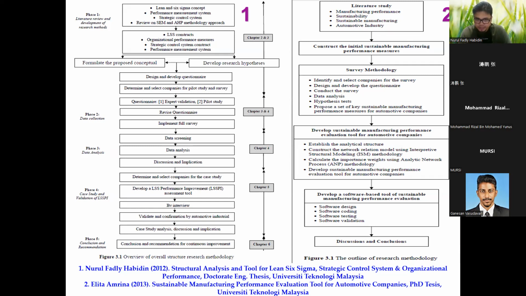After I'm done with phase 1, I can formulate the proposed conceptual framework, and I can also develop my research hypothesis. Okay. Next, my research activity is to design and develop the questionnaire. Next, determine and select the company for the pilot study and survey. Next, for the questionnaire, I need to do validation by expert validation and using the pilot study. Okay, this is phase 2, actually, for data collection, covering chapter 3 and chapter 4.